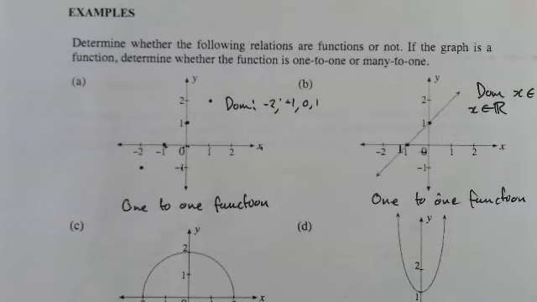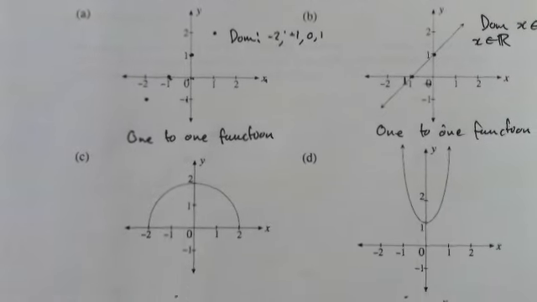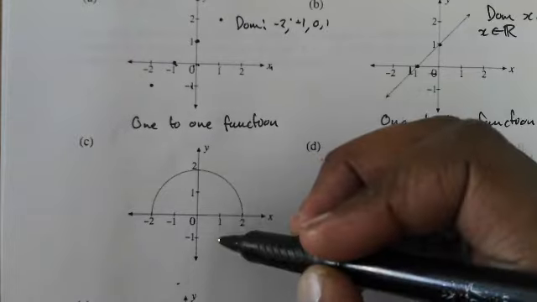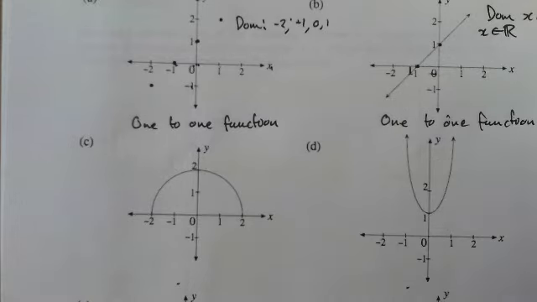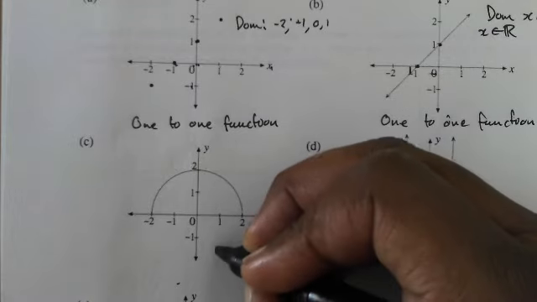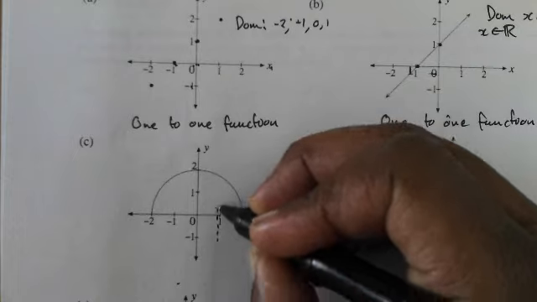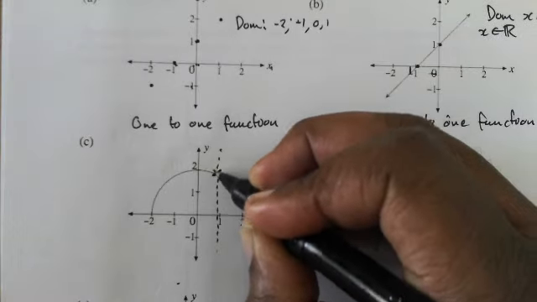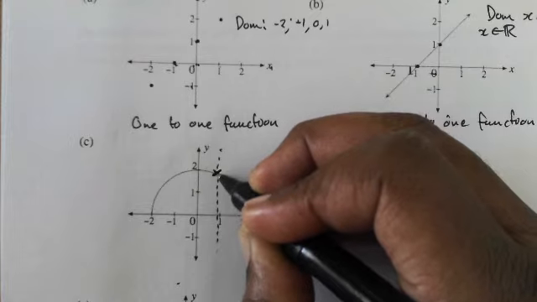Okay, that's a one-to-one function, right? This one, we're going to use our vertical line test to check. I don't have a ruler, so I'm just going to draw a vertical line from any point on the graph. Even if I draw a vertical line here, remember, from any point, it must cut this graph only once. Then it's a function. Okay?